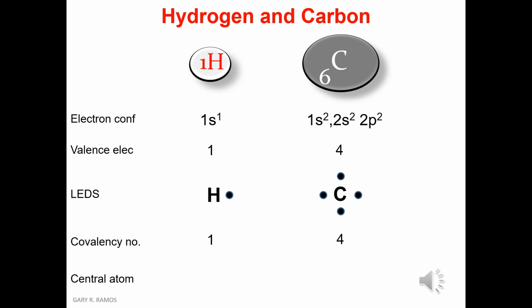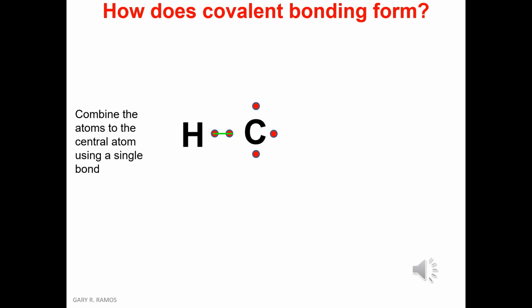The covalency number of hydrogen is 1 since there is one single electron in the Lewis structure of hydrogen, and the covalency number of carbon is 4 since there are 4 single valence electrons in the Lewis structure of carbon. Since carbon has the highest covalency number, the carbon will become the central atom. To understand how hydrogen and carbon form covalent bonding, let us analyze this.